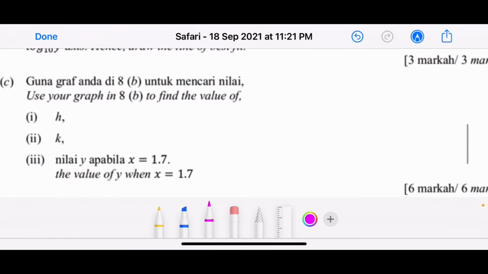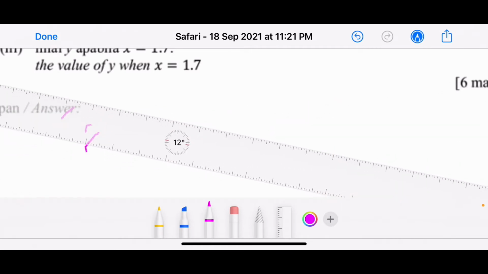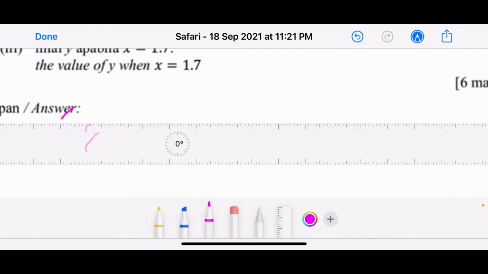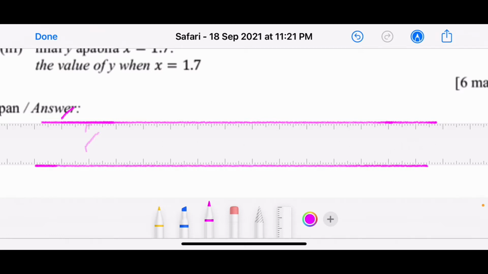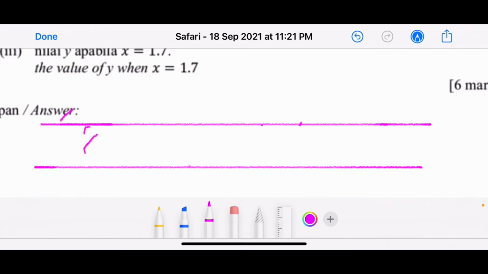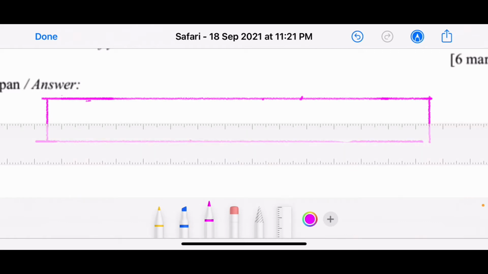I'm going to draw a table here. Let's take the ruler and then draw. The table should consist of the x and y. We need actually how many columns? Alright, this is a straight line. Now I'm going to draw the straight line again.